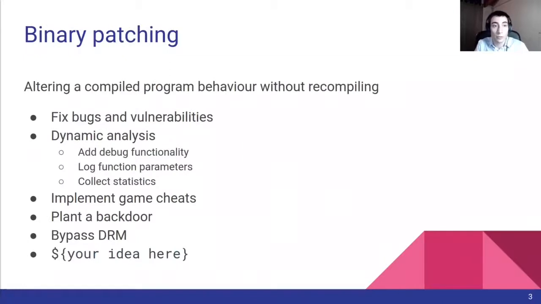Now, when we talk about binary patching, we mean altering a compiled program's behavior without recompiling it, also because we may not have access to its source code. There is a wide range of reasons why you may want to do it, and one of those is you may want to fix a bug or vulnerability that you find in a binary, or maybe you want to add some dynamic analysis features to it, so maybe trace function calls and function parameters, or add some code that collects some statistics, for instance. Patching a binary is also useful if you want to implement some cheats in a game, or if you want to place a backdoor or bypass some pesky DRM.